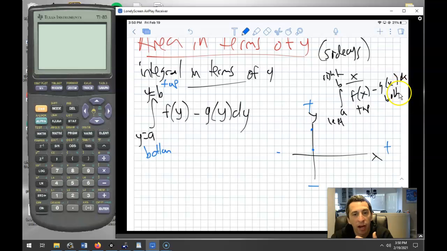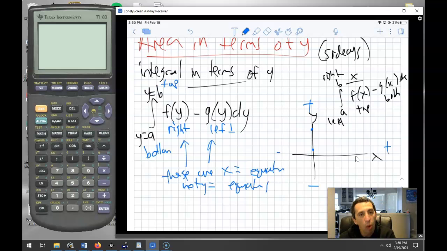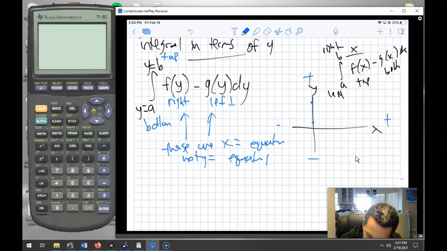When we did a top minus bottom in terms of x, well, top is the positive side. So doing it this way, we're going to do right minus left. So again, the more positive one minus the other. Okay, so that's the general setup for how we're going to do an integral in terms of y. So these equations are going to be x equals equations, not necessarily y equals equations. So they're going to be written as x equals some function of y rather than y equals some function of x. So let me give an example here.